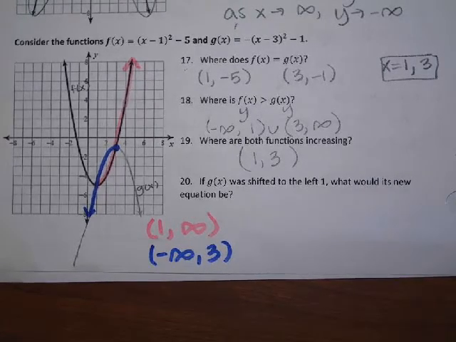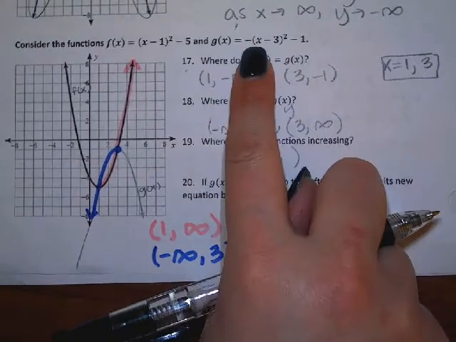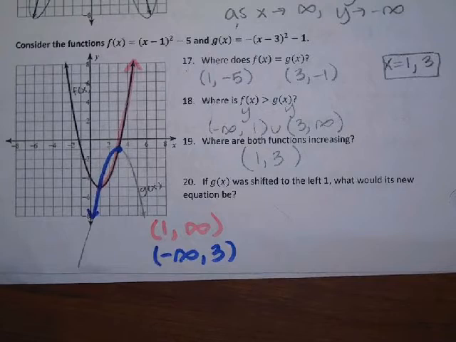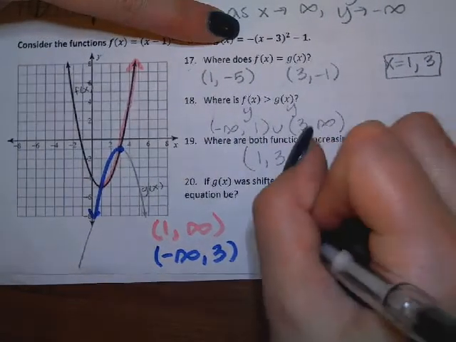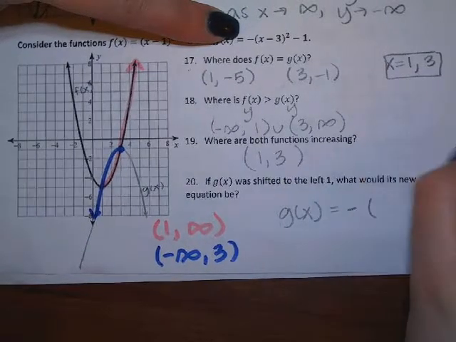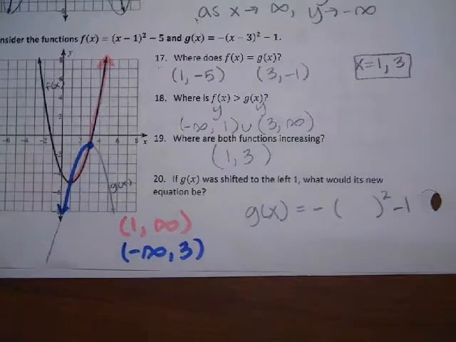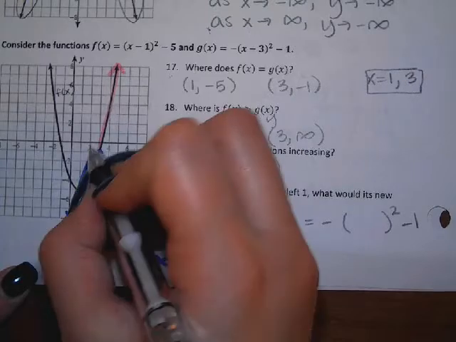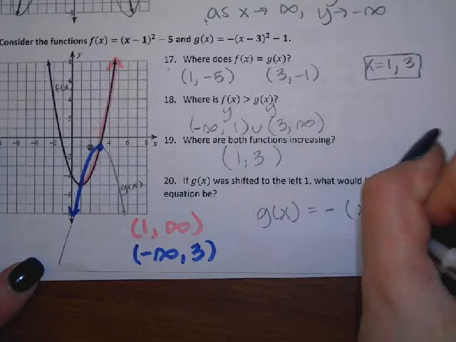food. Okay. If the graph of g, so if this graph was shifted to the left 1, what would its new equation be? If it was shifted to the left 1. So we would say g of x equals, it would still have that reflection. The left and right piece is what would be different. It would still be shifted down 1. So some of the transformations would be the same. But instead of the vertex being at +3, the vertex would be at +2, right? If we shifted left 1. So we would say x minus 2.